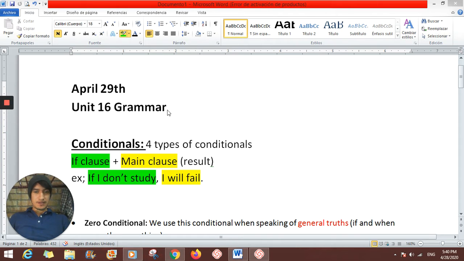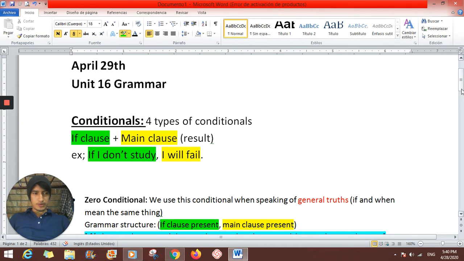Okay, it's super easy. We've seen this. We're going to be talking about conditionals. I hope you guys remember them. If not, don't worry. We're going to look at 4 types of conditionals: Type 0, the first conditional, the second conditional, and the third conditional. That would be the last one. So 0, first, second, and third. Okay?